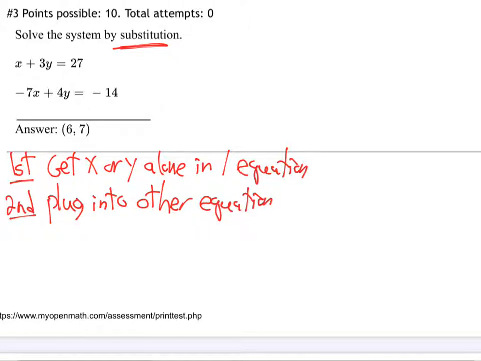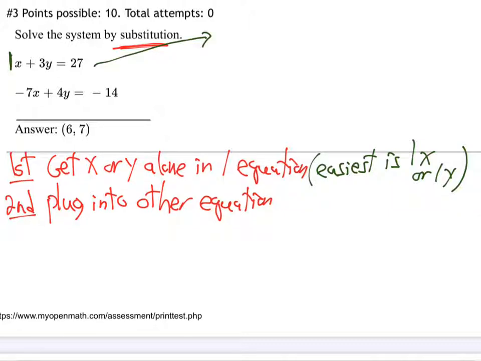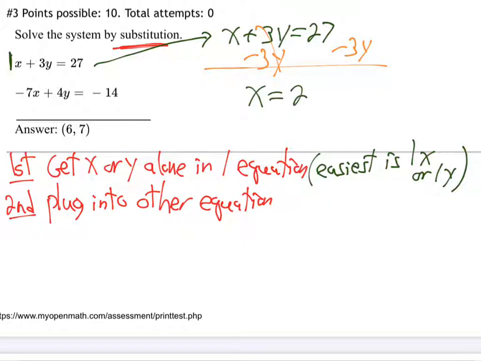So, okay, going to get x or y alone in one of the equations. And the easiest is 1x or 1y. So that'd be right here, 1x right there. So take that equation. X plus 3y is 27. And subtract 3y from both sides. Boom. So x is 27 minus 3y. So we got x alone.